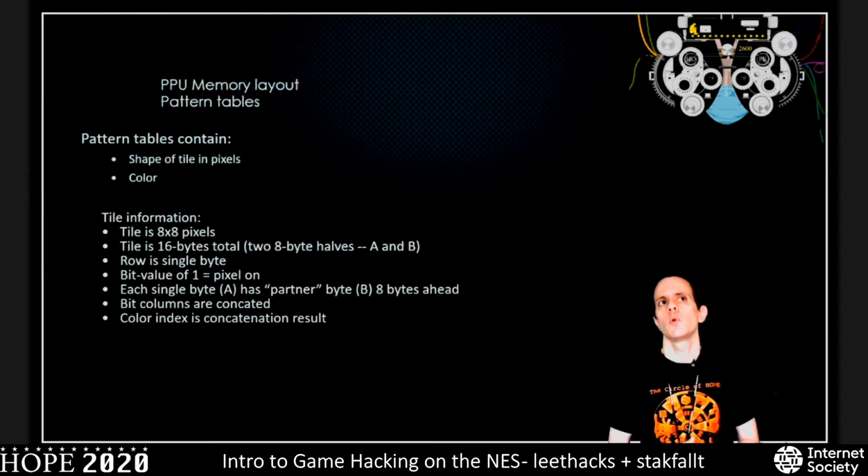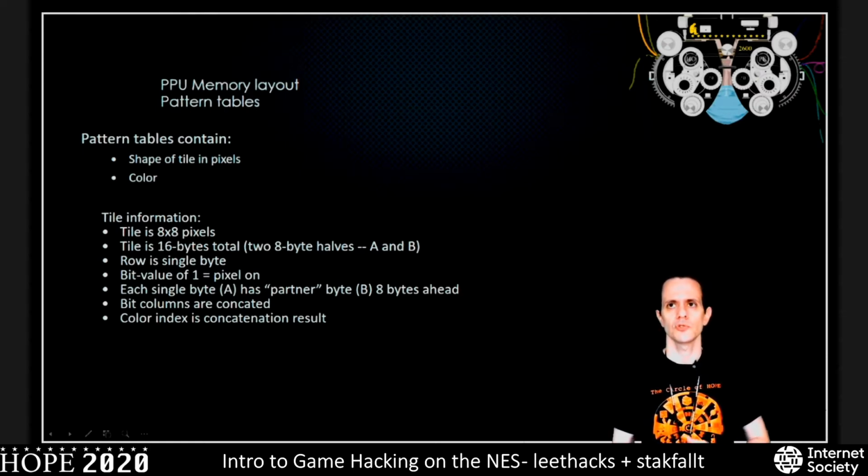The pattern tables are probably one of the more complex aspects of the PPU memory. They contain not just the shape of the tile in pixels, but also the color. There's a little bit of terminology we have to go over to really explain this. A tile is nothing more than a square of 8 pixels across by 8 pixels down. You basically paint with those tiles to create your background and your sprites. Every byte is an entire row. Obviously, it's 1 bit per pixel, and whether it's a 1 or a 0 is on or off. Each tile has 16 bytes.